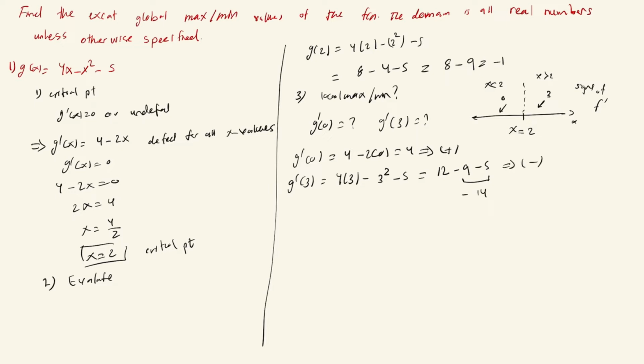So first, when x is lower than our critical point, it's positive. When it's higher, it's negative. So our function g of x is going up on the left, and then on the right of our critical point, it's going down. Therefore, from this shape, we can notice that our critical point is a local maximum.